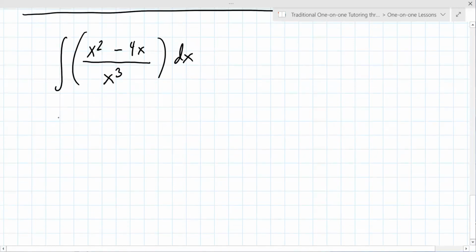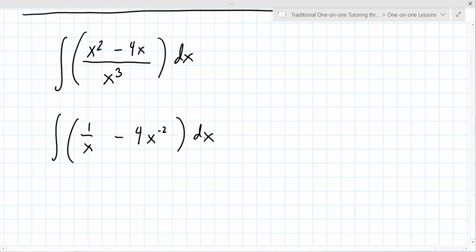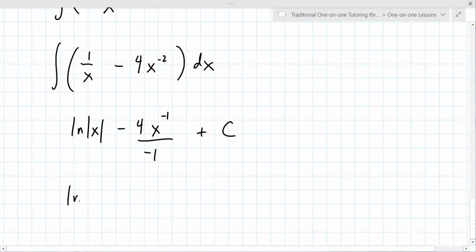All right, I'm going to write out a few steps here. Is this what you got for your simplified version? I got natural log of x. Natural log absolute of x, yep, minus 4x over -1 plus c. Yes. Okay, and then this simplifies to natural log absolute value of x plus 4 over -1. Oh yeah. Yes. 4x to the -1 plus c.